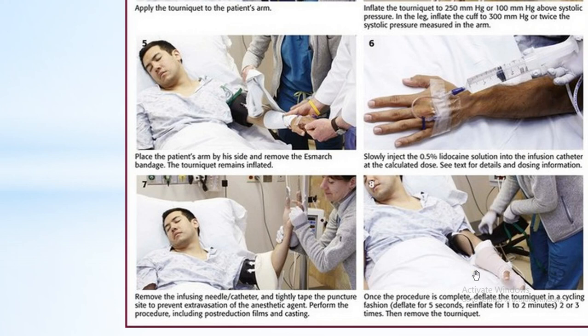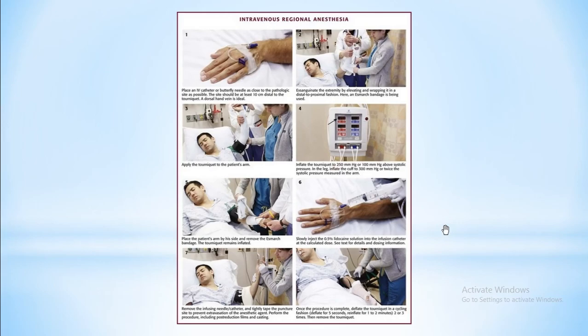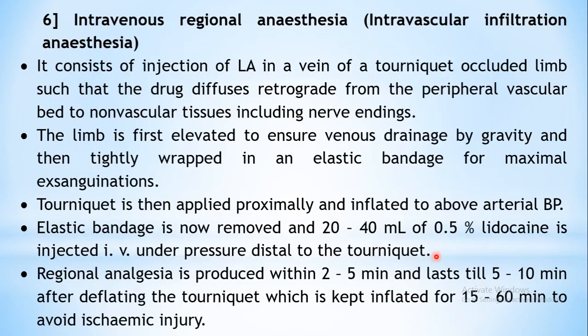Now, supposing the procedure has already been done on the person, after the procedure is carried out, the tourniquet is removed. One thing you should take care of is that this tourniquet should not be removed immediately. It should remain inflated for a particular period of time, say 15 to 60 minutes, to prevent the entry of your local anesthetic into your blood circulation. So you should keep it inflated.